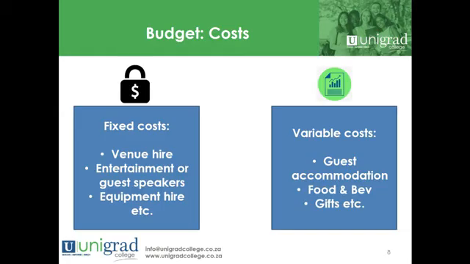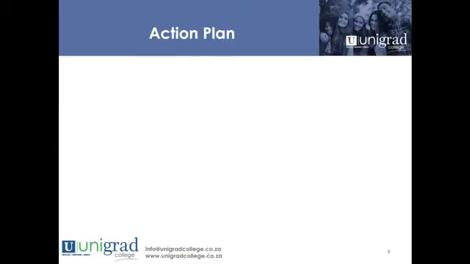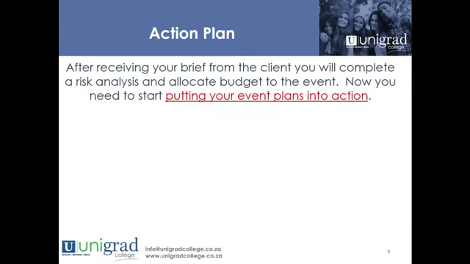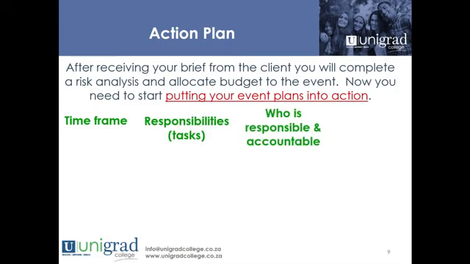By now, if you are planning an event, you would have met with your client, completed a risk analysis, and decided on a budget. The time has now arrived to put your plans into action. The event action plan forces you to carry out tasks within specific timeframes, allocate responsibility and accountability to a person, and specify dates by when these tasks are to be completed. Accountability is important as it means that employees are responsible for the actions, behaviors, performance, and the decisions they make.